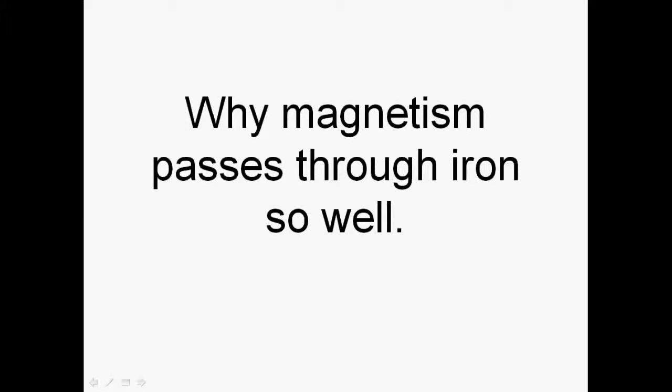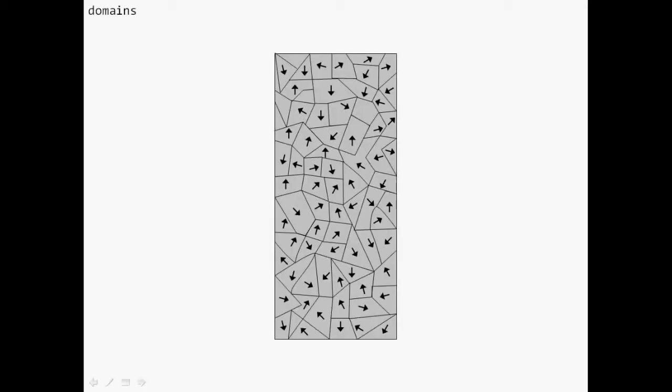In this video we're going to look at why magnetism passes through iron so well, and it's related to our study of transformers. If we imagine within iron there's lots of little areas called domains, and each of these domains is like a little magnet in itself with a north and south pole. Because they're randomly arranged, these domains actually cancel each other out. For each magnet pointing one way there's a magnet pointing the opposite way, so there's no overall magnetisation.